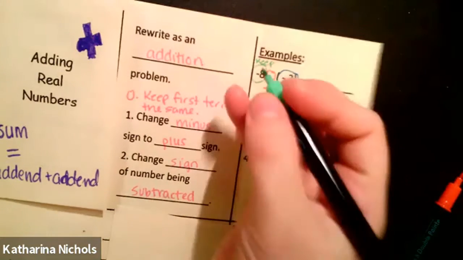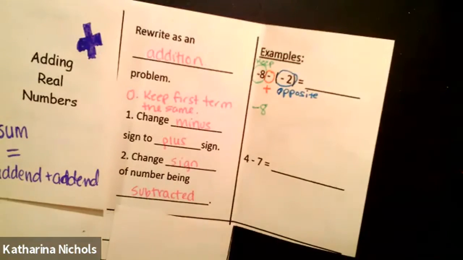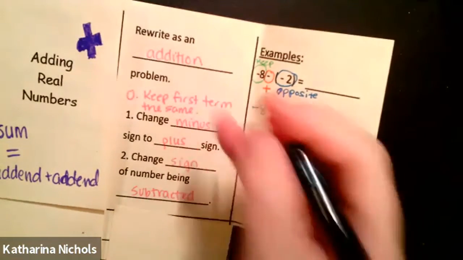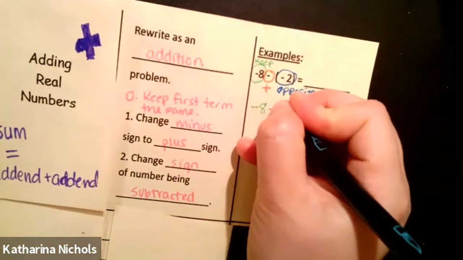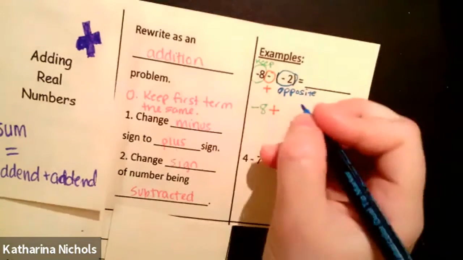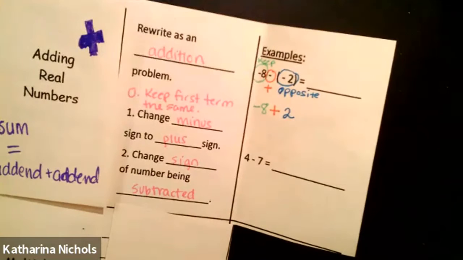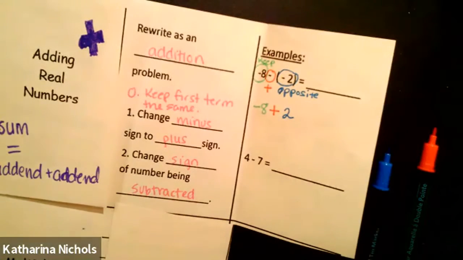When I rewrite my problem, I'm going to keep my first term, so negative 8 stays the same. I'm going to change the minus sign to a plus sign, so change it from subtraction to addition, and then take the opposite of the second term. So in other words, change the sign of the number being subtracted. Negative 8 minus negative 2 becomes negative 8 plus 2. At this point, I can follow the steps in the addition section of my foldable.